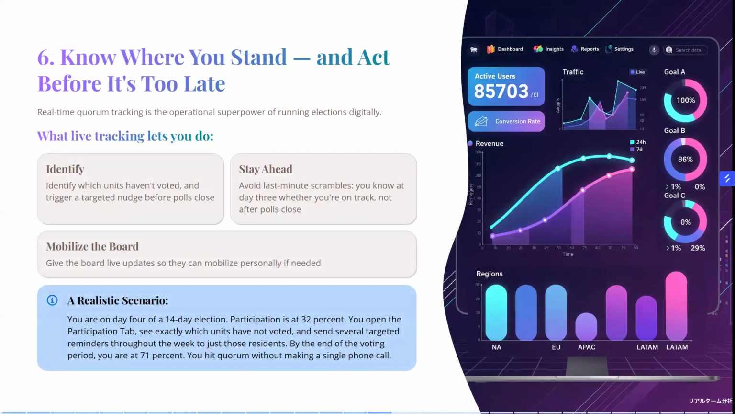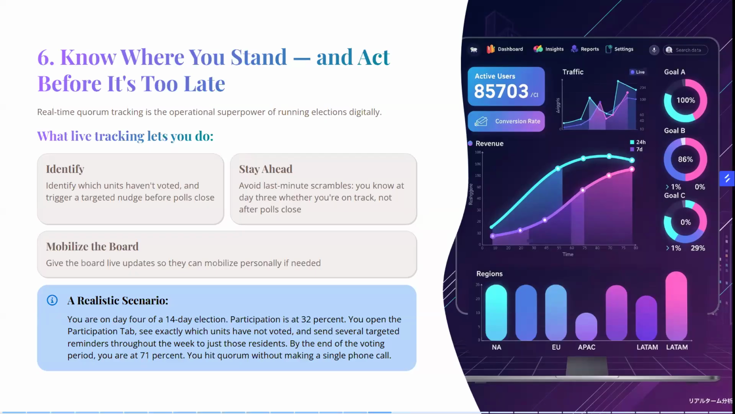And now I want to talk to you guys about one of the most underrated operational advantages of running elections digitally, and that is having real-time visibility into participation while an election is still open. With paper elections, you have no idea where you stand until you count the ballots after the deadline. If you're going to miss quorum, you find out when it's too late and there's nothing you can do about it. With live quorum tracking, you know exactly where you stand on day 1, day 3, day 5, and so on. And you can act on that when you see it.